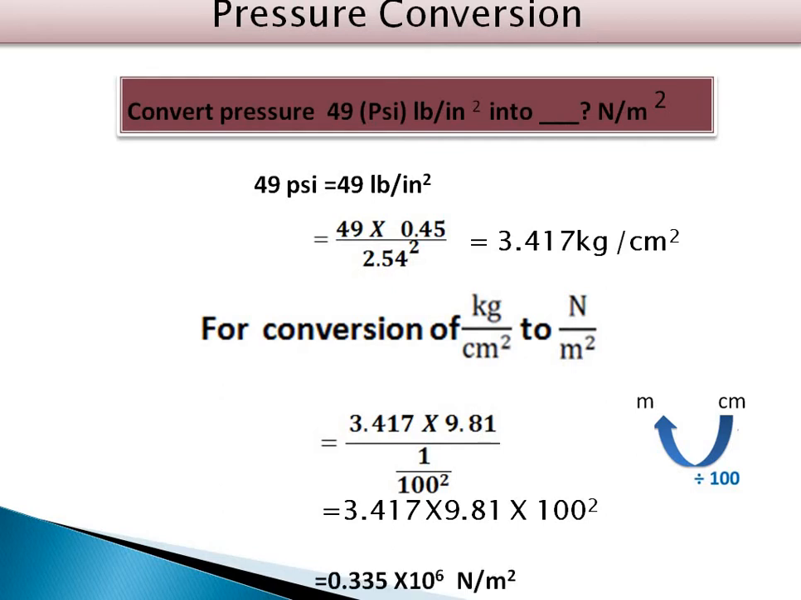So it becomes 335.335 into 10 to power 6 Newton per meter square. Okay, so this is about the conversion of pressure. Now we'll move further for the work.